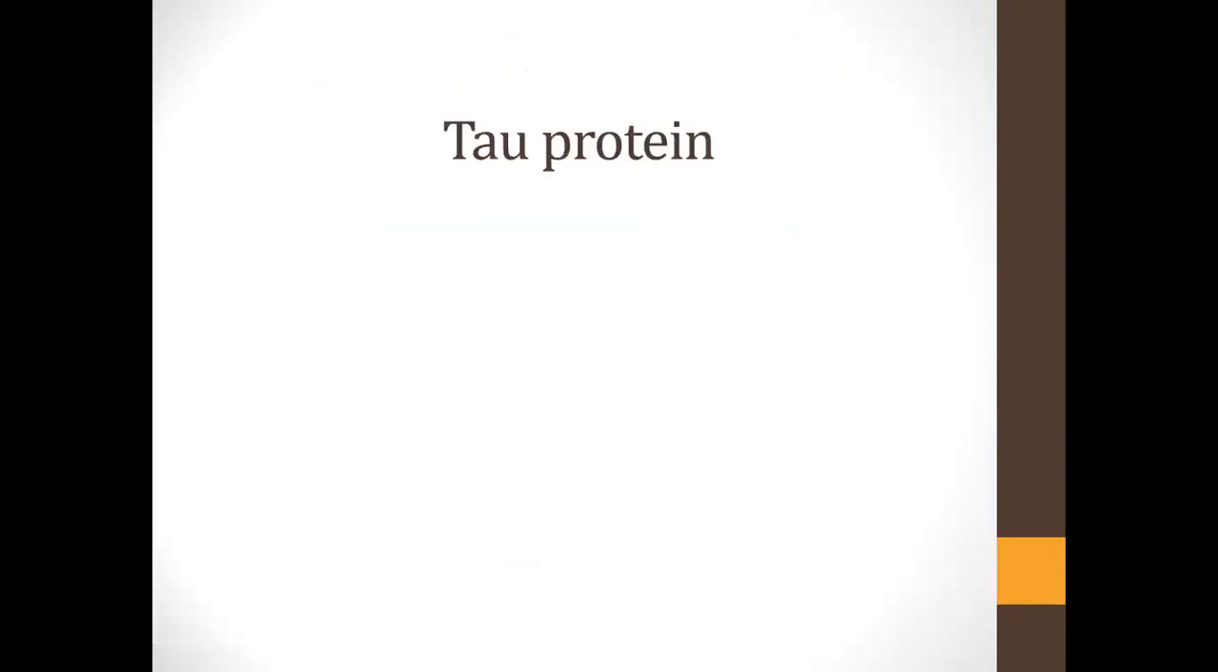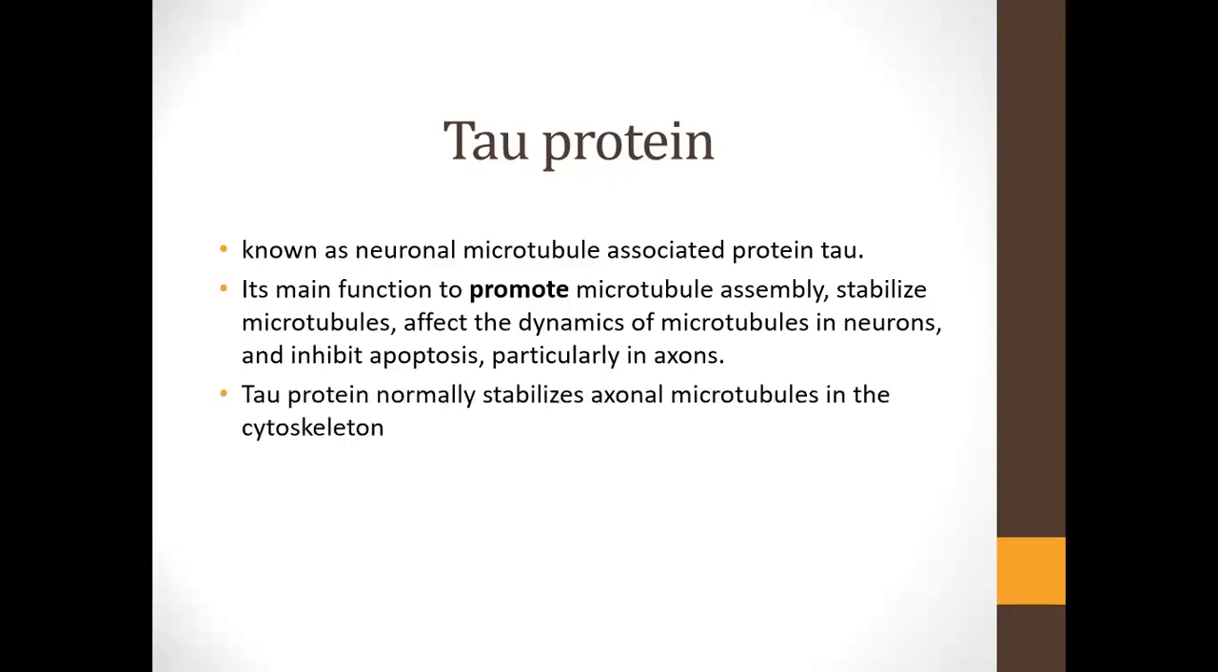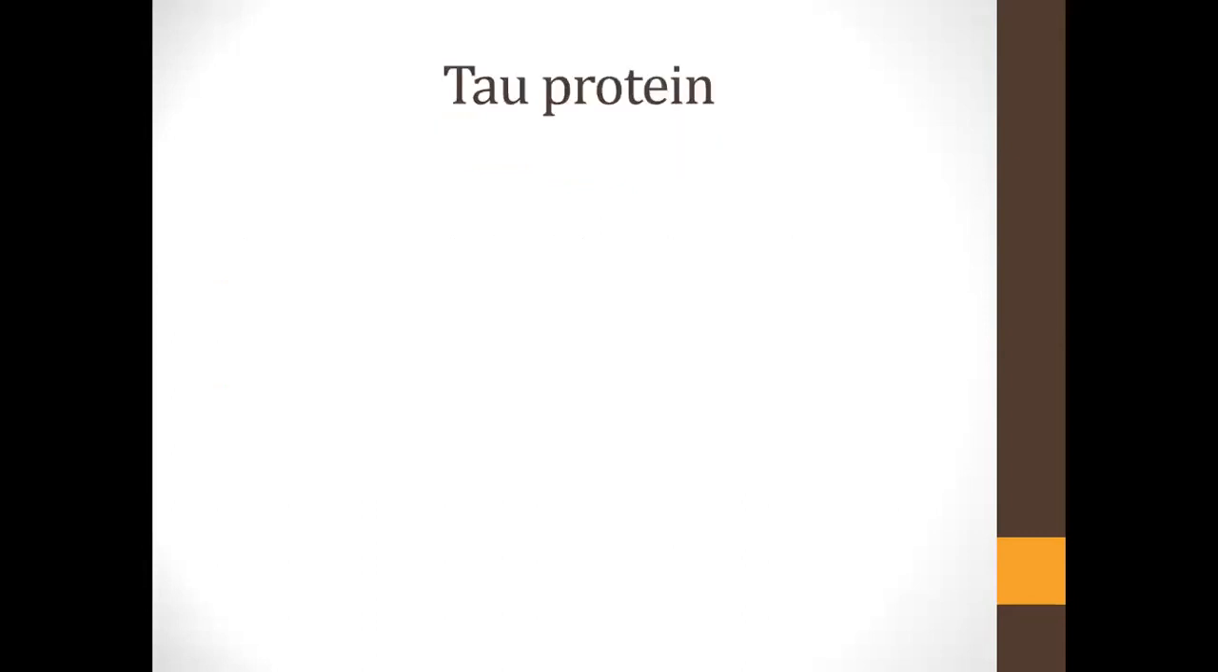Next, we have tau protein. Let's discuss what that protein is. It is also known as neuronal microtubule associated protein tau. Its main function is to promote microtubule assembly, stabilize microtubules, affect the dynamics of microtubules in neurons, and inhibit apoptosis, particularly in axons. Tau protein normally stabilizes axonal microtubules in the cytoskeleton. Hence, it plays a vital role in regulating the morphology of neurons.